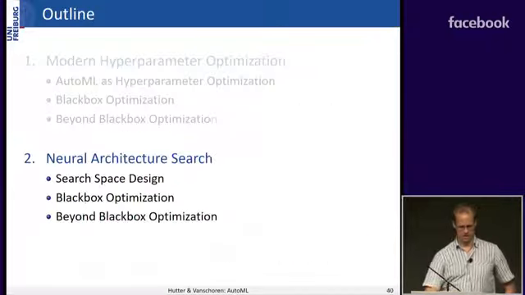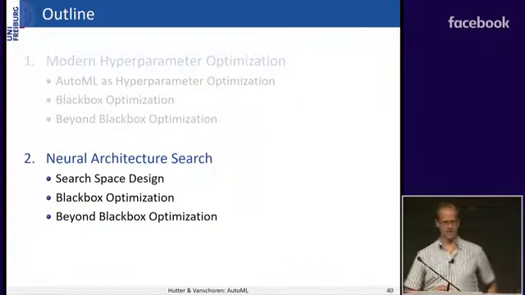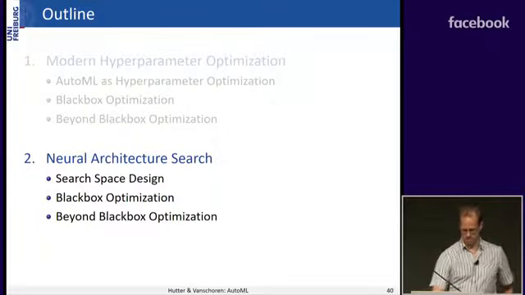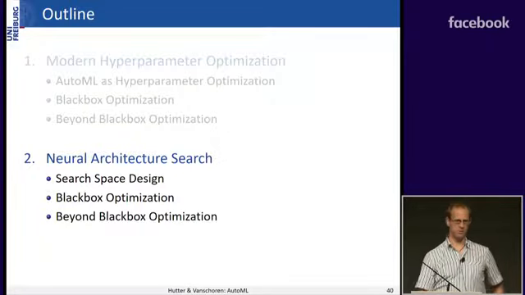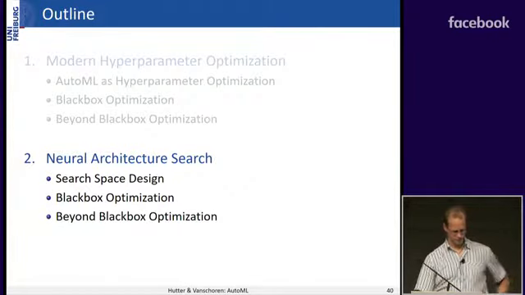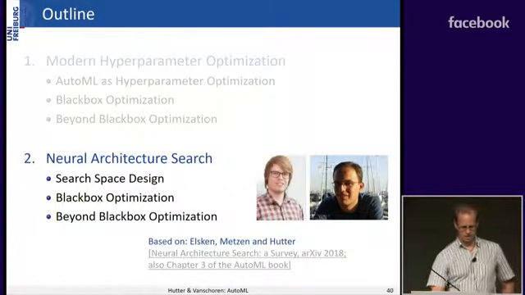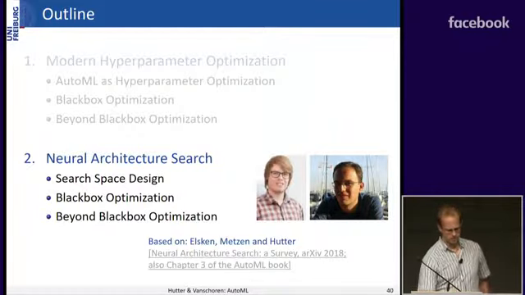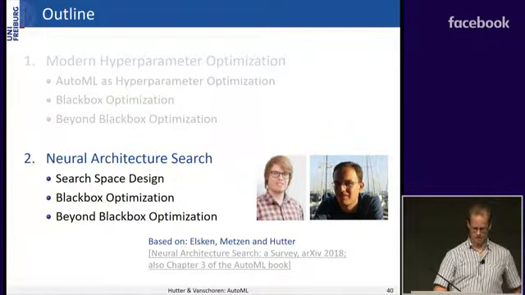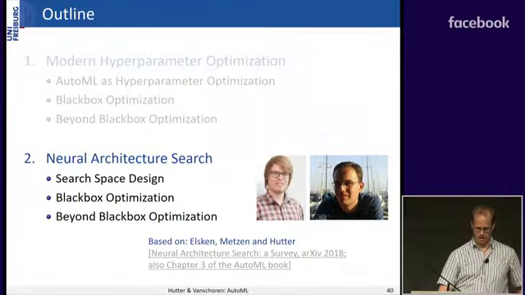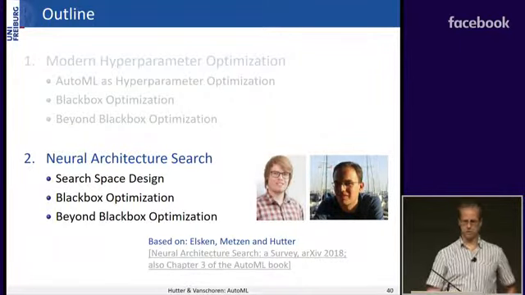Again, not to diss deep learning, all the rest will be deep learning. Because deep learning is, of course, awesome and can generate abstract representations of the data from raw features. So the second part will be on neural architecture search. This is based on this review article I wrote with my PhD student, Thomas Elsken, and a research scientist at Bosch, Jan-Henrik Madsen. And this is also chapter 3 of the AutoML book.